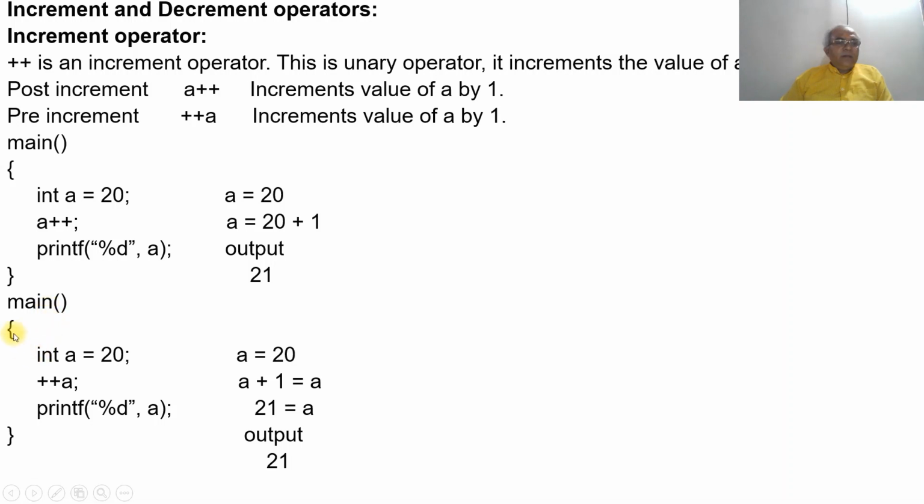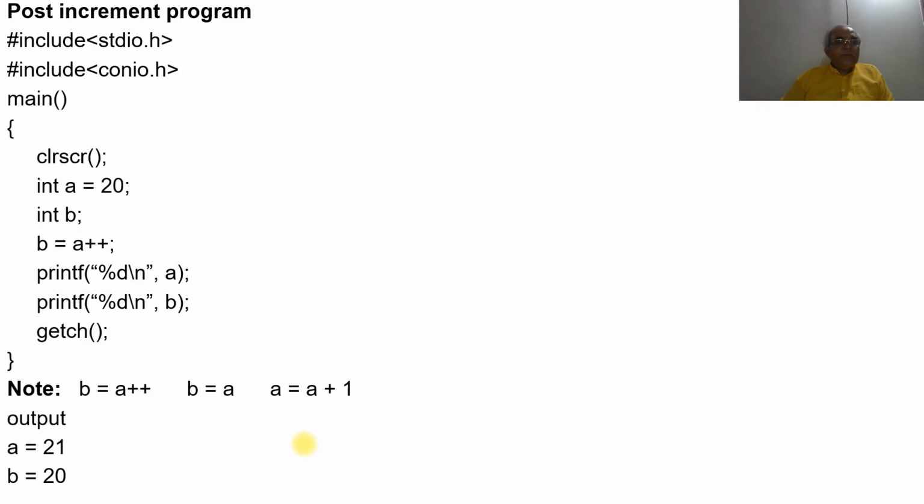Similarly, in main, if it is int A is equal to 20, then A plus 1, what does it mean? First we are going to take A is equal to 20. So A plus 1 is equal to A, so 21 is equal to A. Again the output will be equal to 21. So that is the increment, in post increment and pre increment.